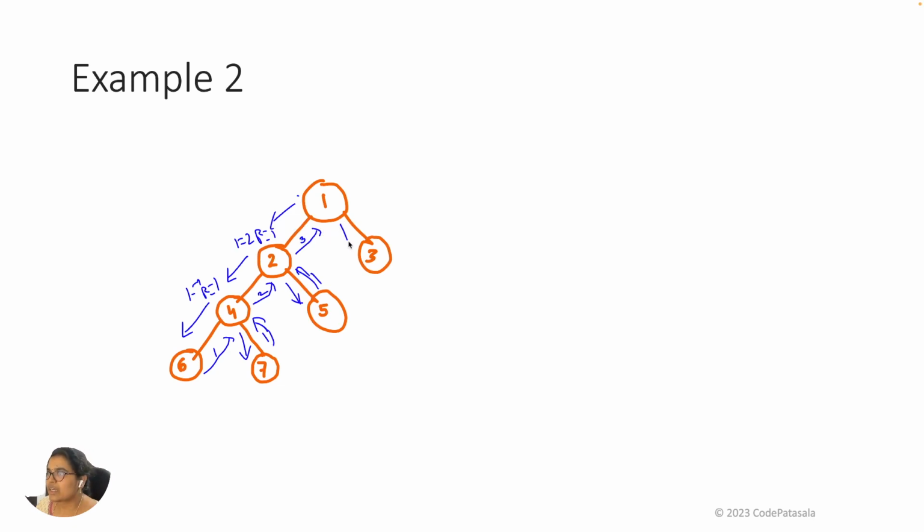Similarly, it goes and checks its right children. The right children responds saying my height is 1. So at this point, it has height of left as 3 and height of right as 1. 3 minus 1 is 2. 2 is not less than or equal to 1. Hence, this is not a balanced binary tree.